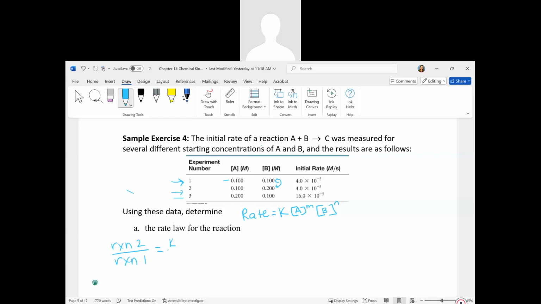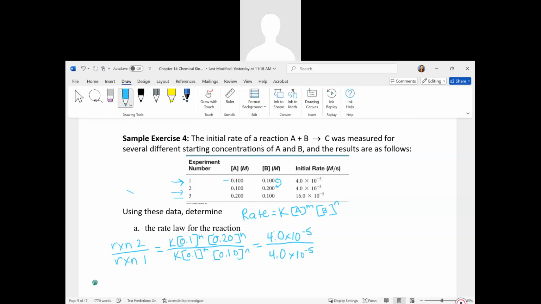we would see that we have the same K in each reaction, so they would cancel out. Then we have the concentration 0.1 for reactant A. That will also cancel out. And then the important bit of information here is 0.2 to 0.1 concentration for reactant B. And now we're going to make sure to put the rates in the right place. So we have 4.0 times 10 to the negative fifth for both rates.